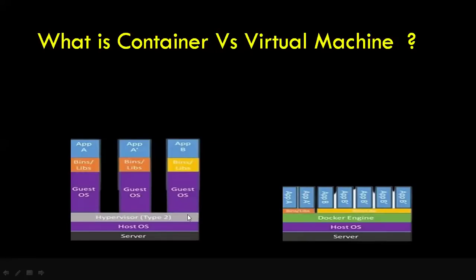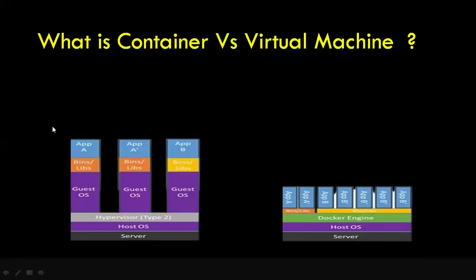So in the case of Docker containers, it shares the host OS kernel with your containers. They don't have their own OS. Each container does not have its own OS, which makes them much faster and lighter than virtual machines. Simply, it shares the underlying operating system's kernel with the containers. Hence it is lightweight.